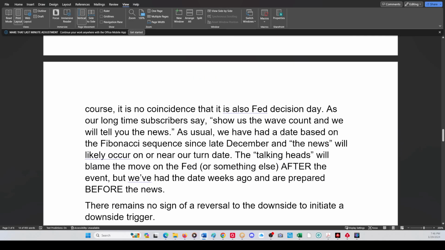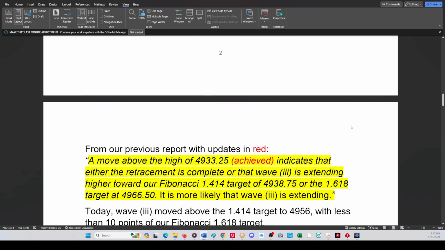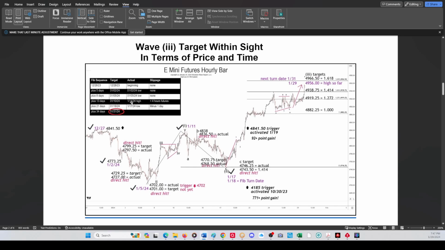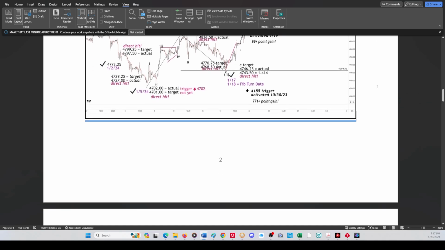By the way, some of our long-term customers have always been saying, show us a wave count, we'll tell you the news. We've been looking at all these dates up here. I'll go up here again. These dates here in the chart, they're in purple with the check marks they hit. So this has been going on since December 27th, and we've had this 1/31 turn date since then. So it's over a month away.